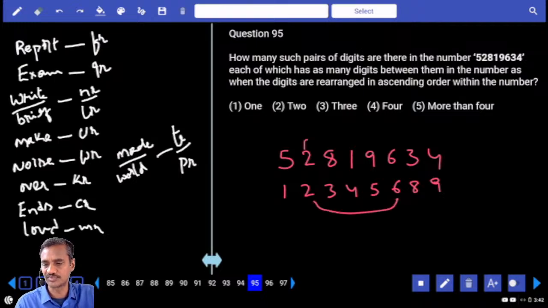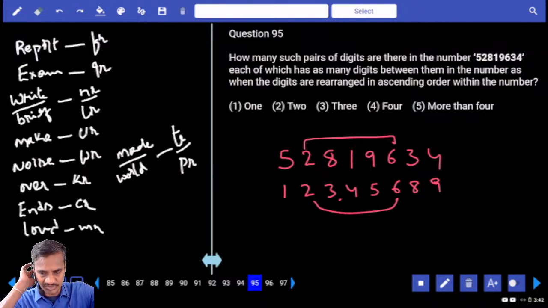Now remember from 2 to 6, there are 3 digits in between, and here also there are 3 digits. Then 2, 3, 4, 5, 6, 7, 8. Then 8, 9. Coming back to this one, 8, 9, and left to right there is 1. 1, 2, 3, 6, 4.